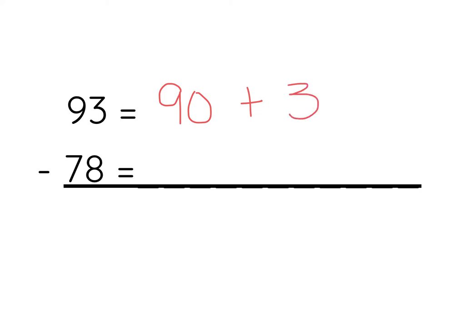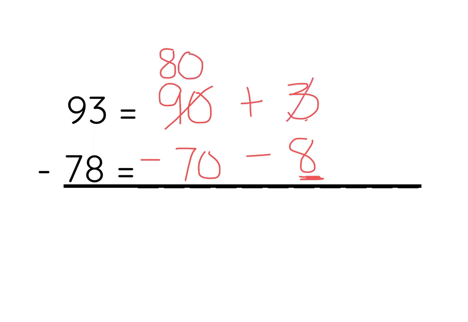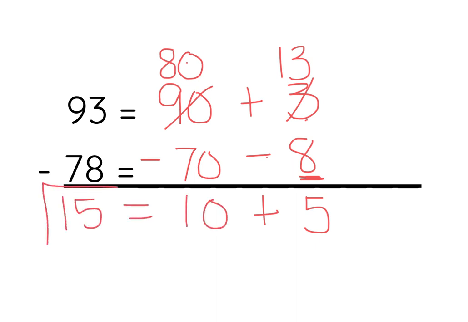90 plus 3 and minus 70 minus 8. Notice big digit is on the bottom, so we're going to have to get more ones. We regroup from the 90 and make it an 80 plus 13. Again, it still has the same value. It's just a different name for 93. 13 minus 8 equals 5. 80 minus 70 equals 10. 10 plus 5 equals 15.